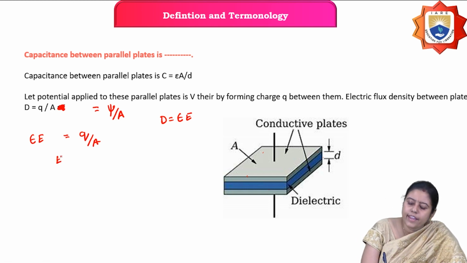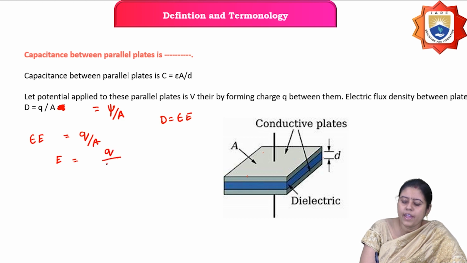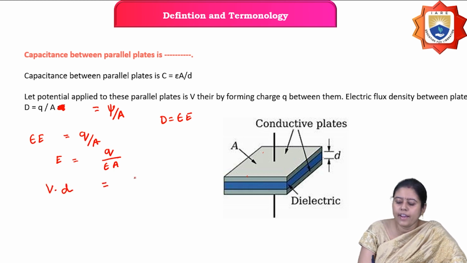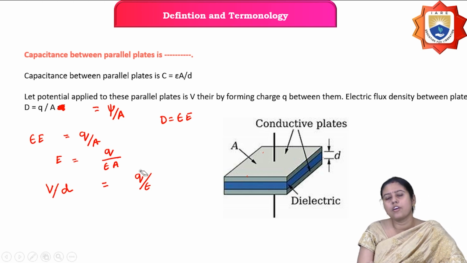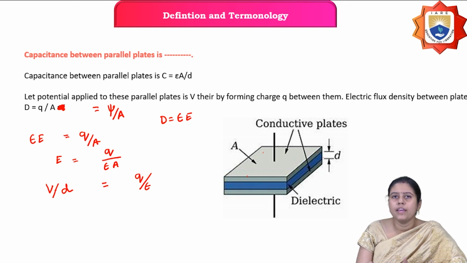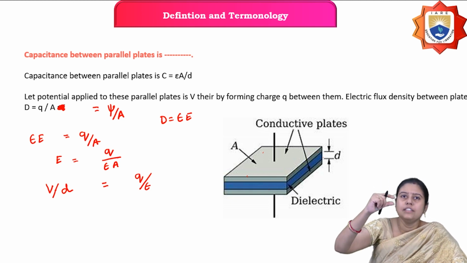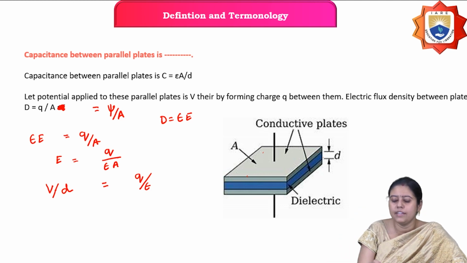So what is E? E is equal to Q by epsilon into A. What is potential? Potential V is equal to E into D. So E is equal to V by D. Just as we discussed, E is the potential divided by the distance, and here the distance is D. So E can be written as V by D, and V is equal to QD by epsilon A.